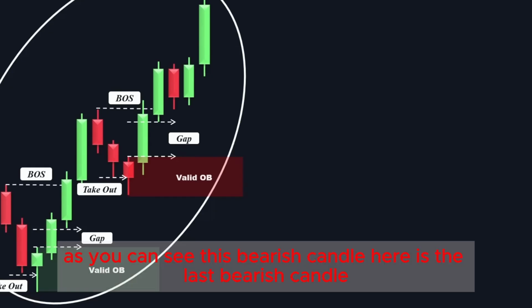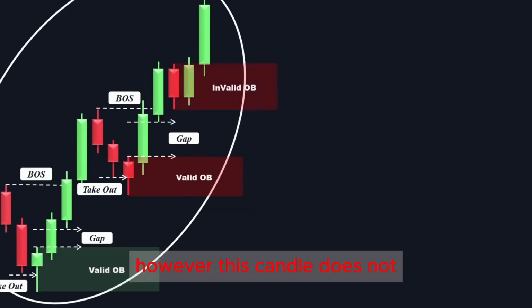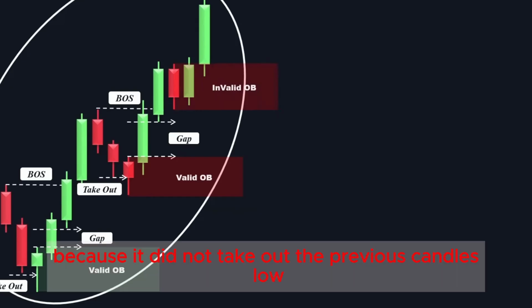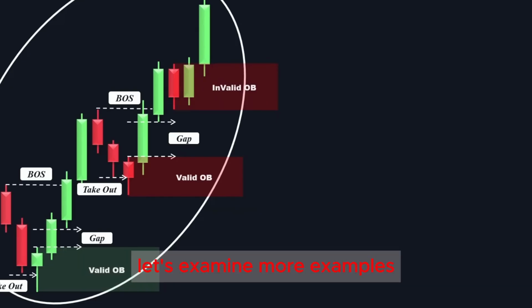As you can see, this bearish candle here is the last bearish candle before the price formed another bullish movement. However, this candle does not represent a valid order block because it did not take out the previous candle's low. Let's examine more examples.